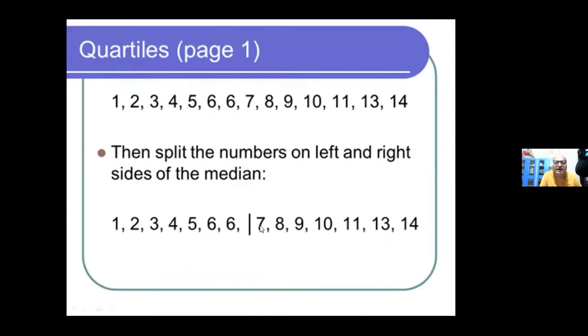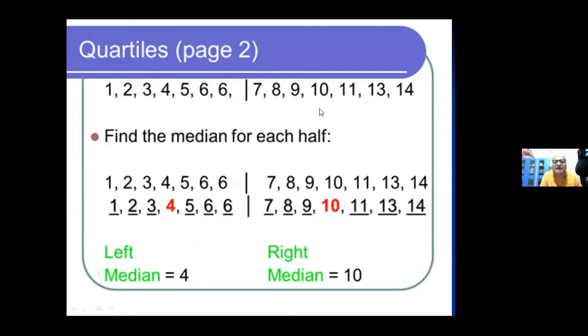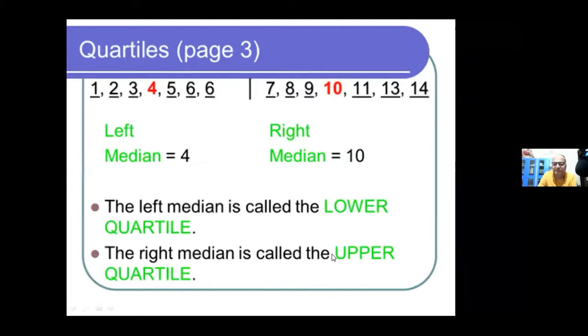And you see that I have put a single line. I have split these numbers into two groups by this line, which is shown here as a vertical. These numbers have been grouped into two sets, 1 to 6, and here from 7 to 14. Then find the median of each half. From 1, 2, 3, 4, 5, 6, the median comes out to be 4. Therefore, the left median is 4 and the right median, in a similar way, we can obtain as 10.